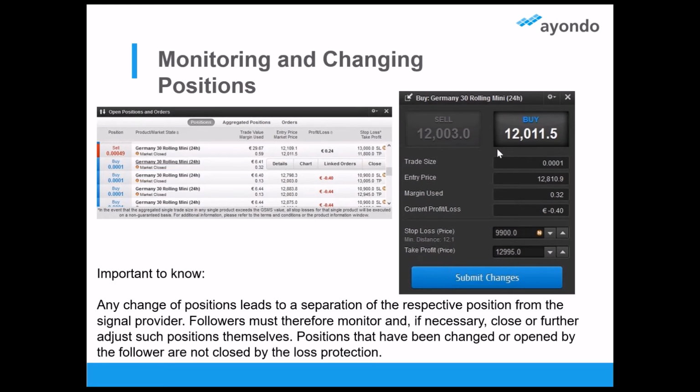The thing to be aware of, though, is that if you go in and change a trade from somebody you're following, that trade then becomes your trade. So if you take the stop loss off, for example, it's completely up to you to close that trade out.